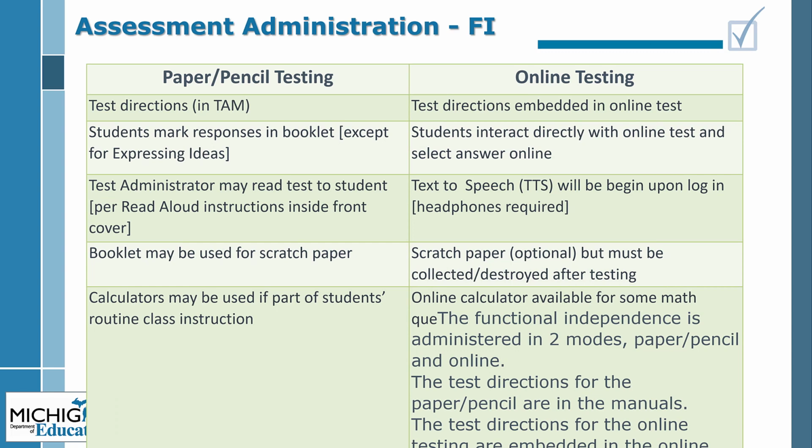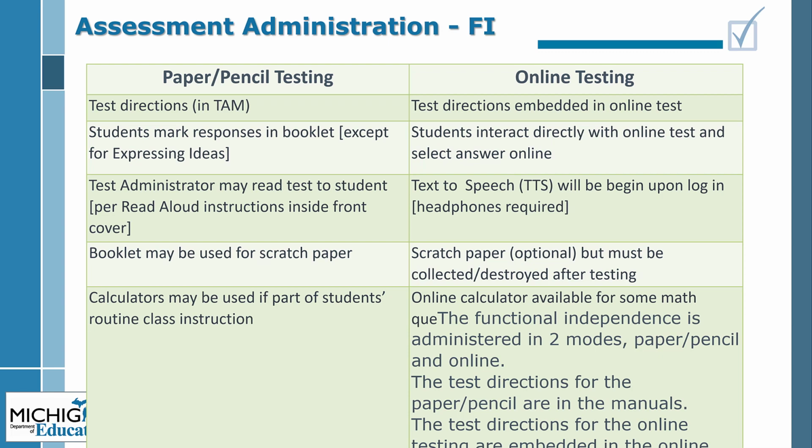The functional independence assessment is administered in two modes, paper pencil and online. The test directions for the paper pencil are in the manuals. The test directions for the online testing are embedded in the online test. The paper pencil students mark responses in the booklet except for expressing ideas. For online testing, students interact directly with the online test and select the answer. For paper pencil, the test administrator may read the test to a student per the read aloud instructions inside the front cover. For online, the text-to-speech feature will begin upon login and headphones are required.